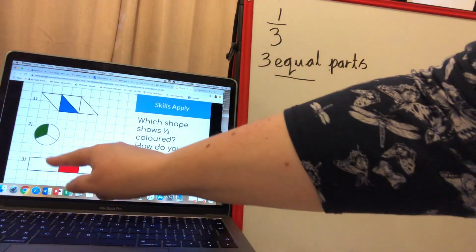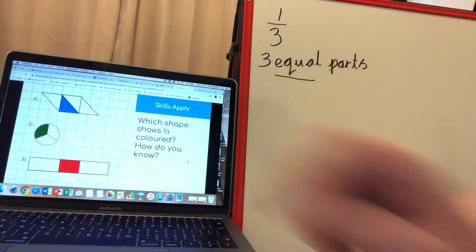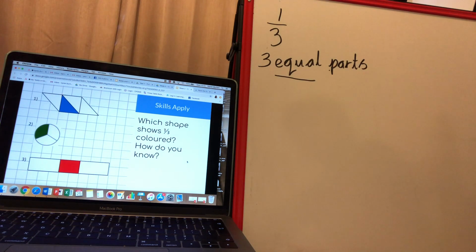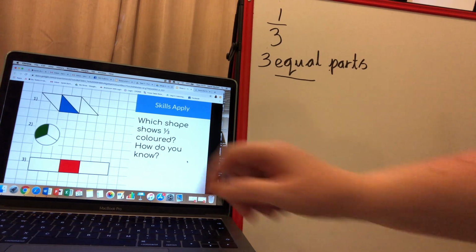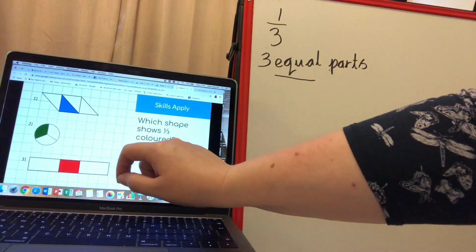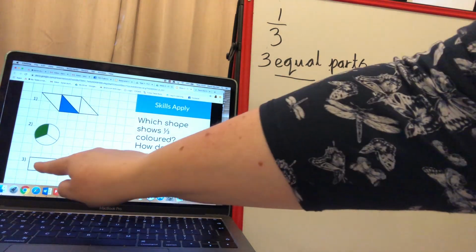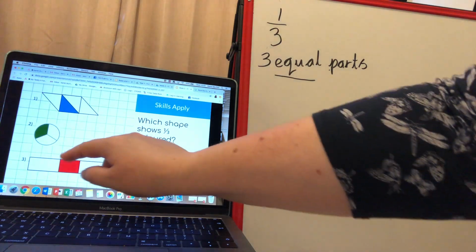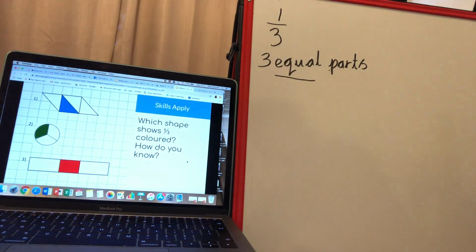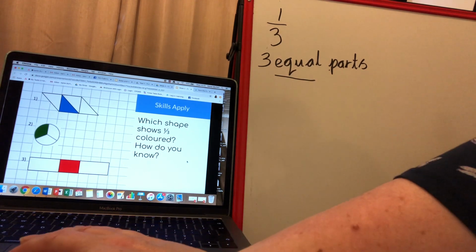Number 3, it's got 1 part coloured out of 3, but why is it not 1/3? That's right, the 3 parts are not the same size, are they? This part's smaller, this part's bigger, this part's bigger. So the answer was number 2, that had 1/3 coloured.